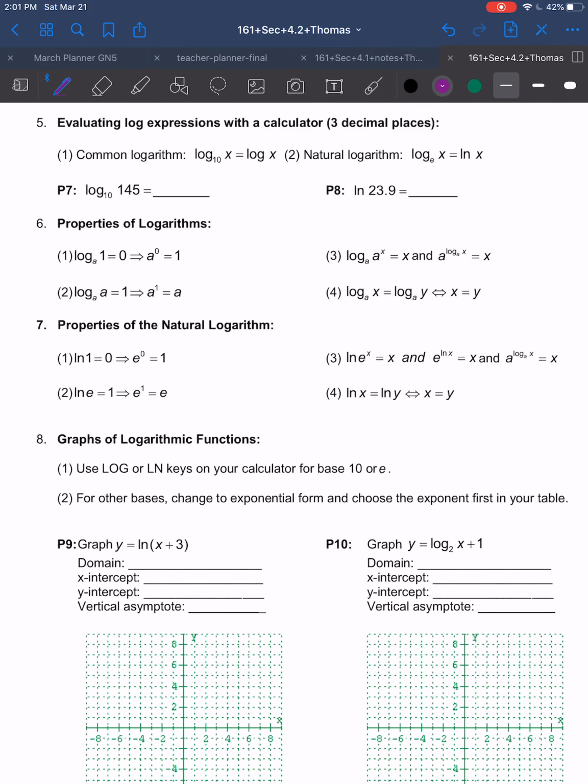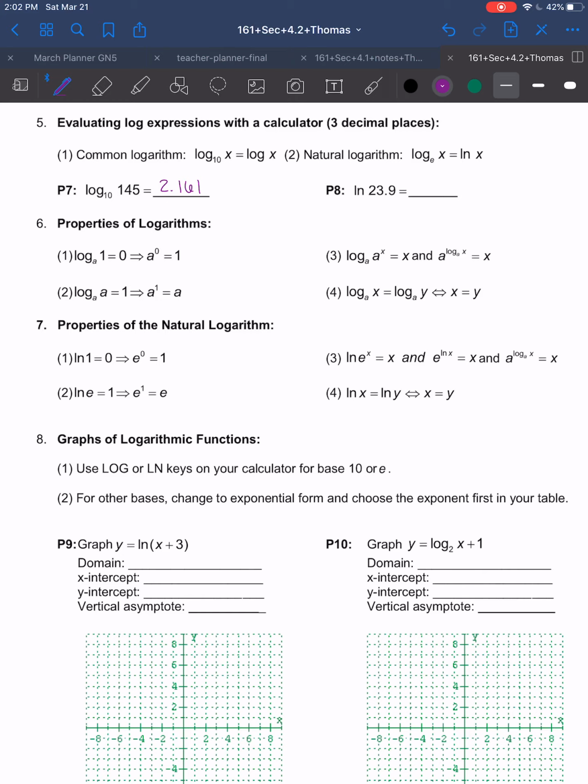So, evaluating log expressions with a calculator, you're just going to plug it into your calculator. If you have log base 10, so this one has a little 10 there, it's the same as log of x. Log base 10 is just what it is. So if I plug this in, log of 145 is 2.161 when you plug it into your calculator. And your calculator probably has the log button close to the squared button. I don't have one in front of me.